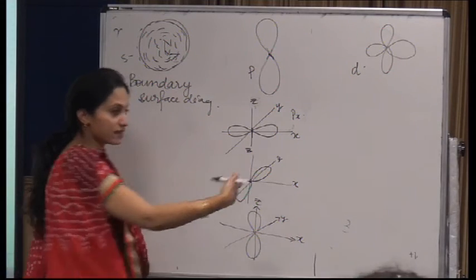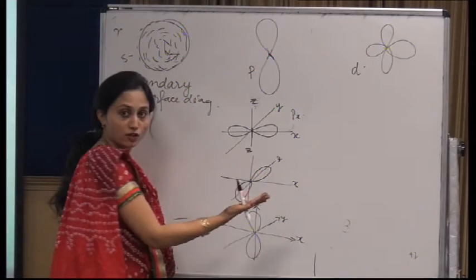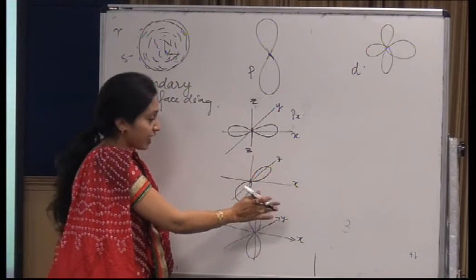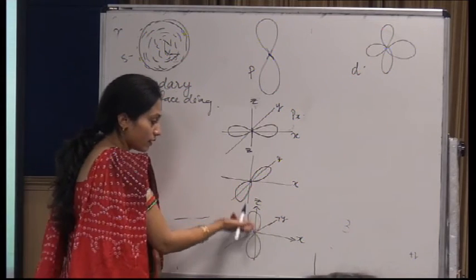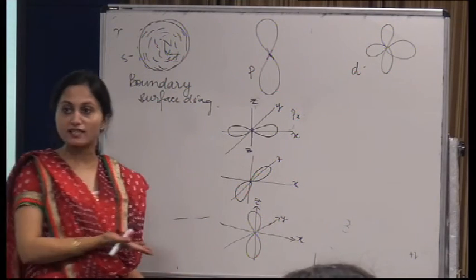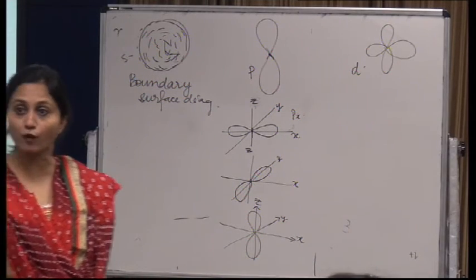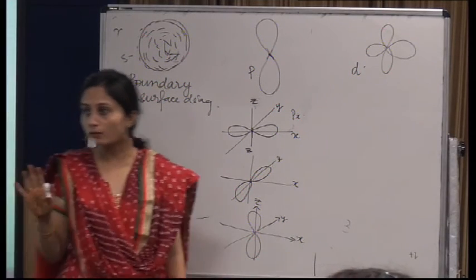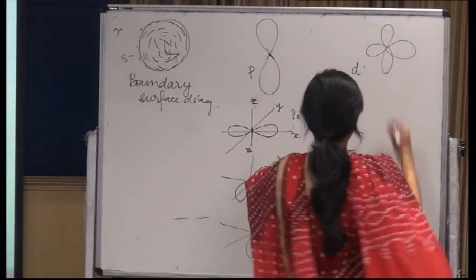Y is coming out of the plane, it's perpendicular to the plane of the board, and xz is the plane of the board itself. So the xz plane is the nodal plane, again one nodal plane, and for pz also the xy is the nodal plane. You should know which nodal plane and how many nodal planes, one for each of the p orbitals. Clear with that? All of you? Okay, then we come on to dx.